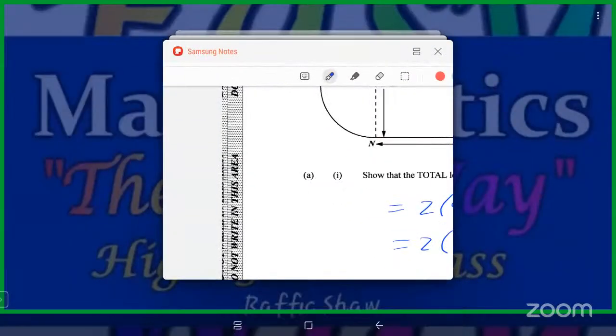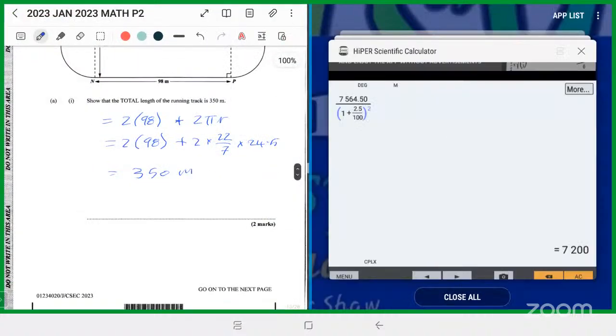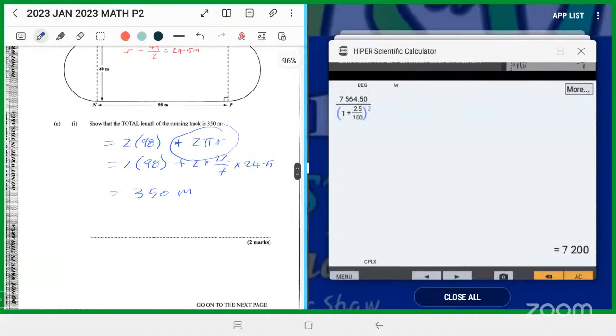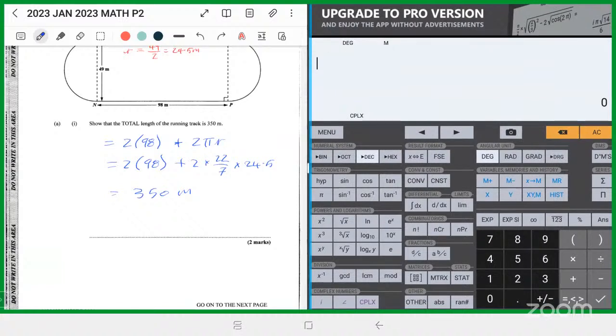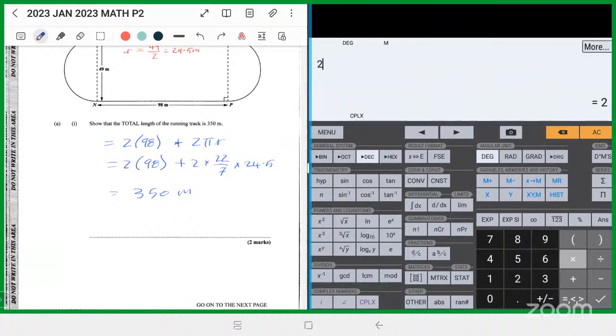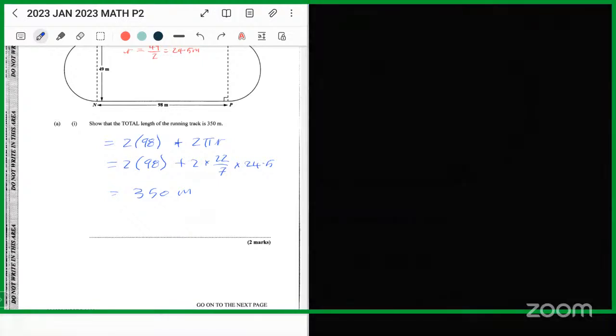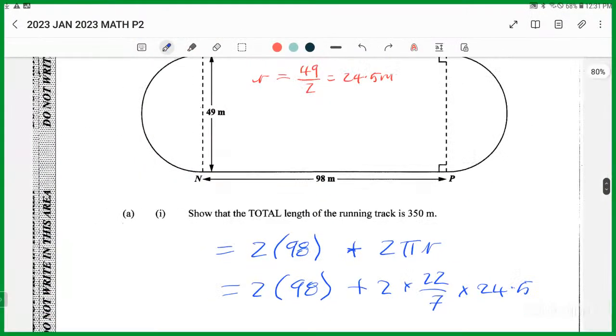But that's why I put 2 pi r over here. And it becomes a whole circle. The 2 halves become a whole circle, right? From 2 pi r, the circumference of a circle. 2 half circles make a whole circle. Right? 2 times 98 for the 2 long sides, 2 times 22/7 and 24.5. 350. Right? That is it.